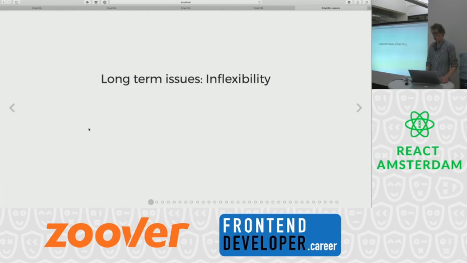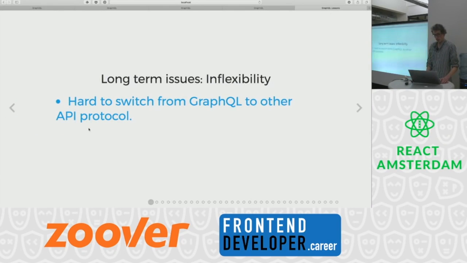And some long-term issues of this is that because we've really linked our logic so close to GraphQL, it becomes very hard to switch to another API protocol if we wish, because all the logic is intertwined with GraphQL.